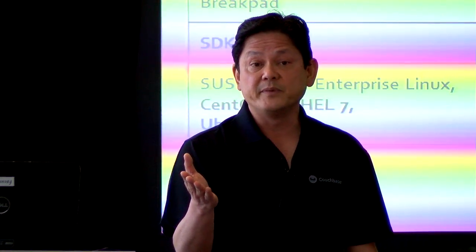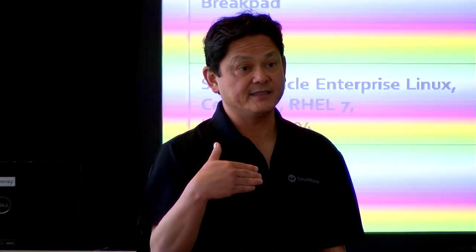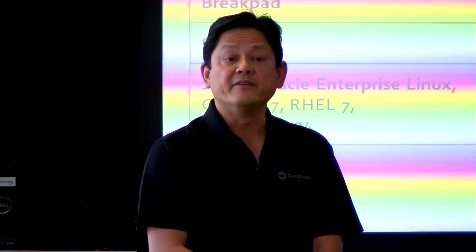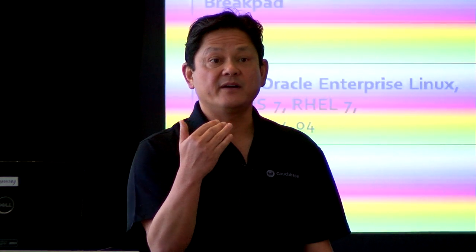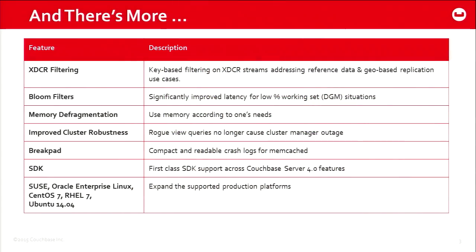Assume that you're familiar with XDCR, cross-data center replication functionality. In 4.0, we have a filtering capability that allows you to specify the criteria and only replicate a subset of the data. So this is very useful when you have data centers all over the world, and you don't necessarily want to replicate all the data to all the data centers. So you have a lot more control over what you replicate to which data center.